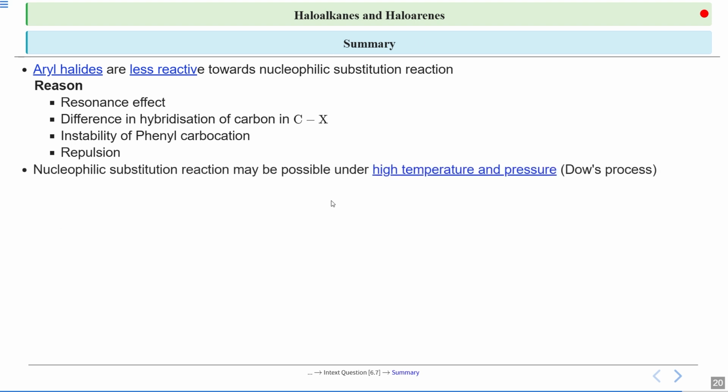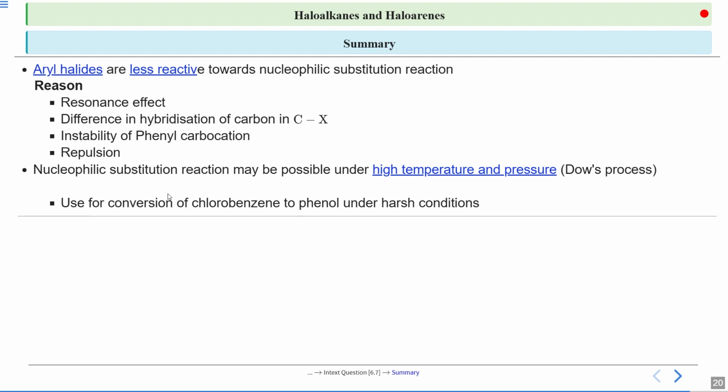Nucleophilic substitution reaction may be possible under high pressure and temperature, which is known as the Dow process. We use the Dow process for the conversion of chlorobenzene to phenol under harsh conditions.